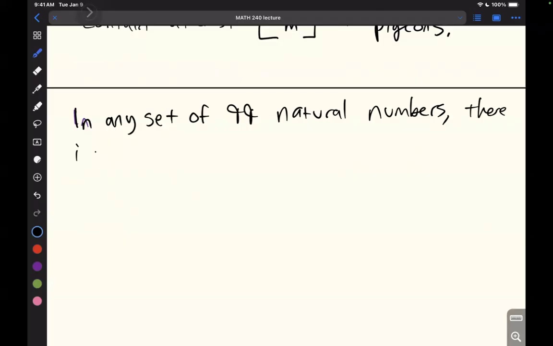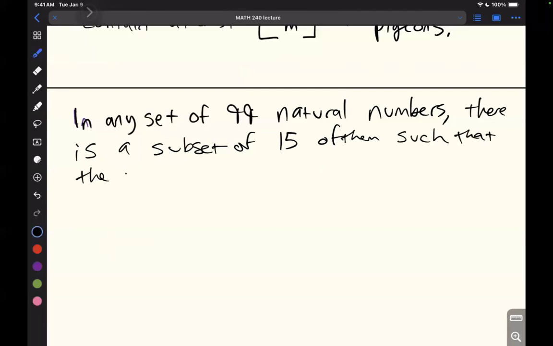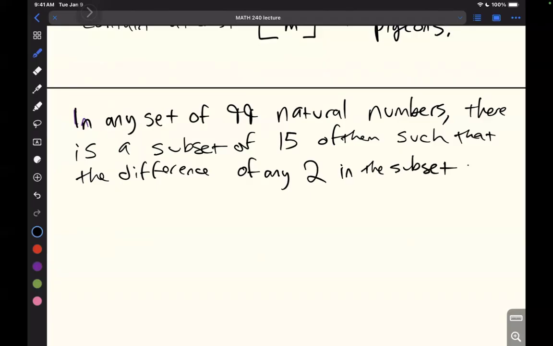In any set of 99 natural numbers, there is a subset of 15 of them such that the difference of any two numbers in the subset is divisible by 7.